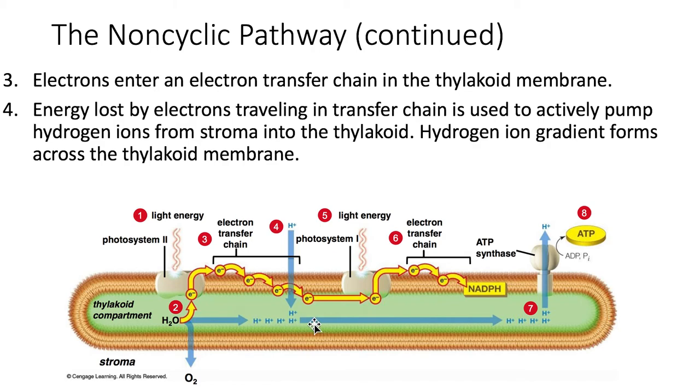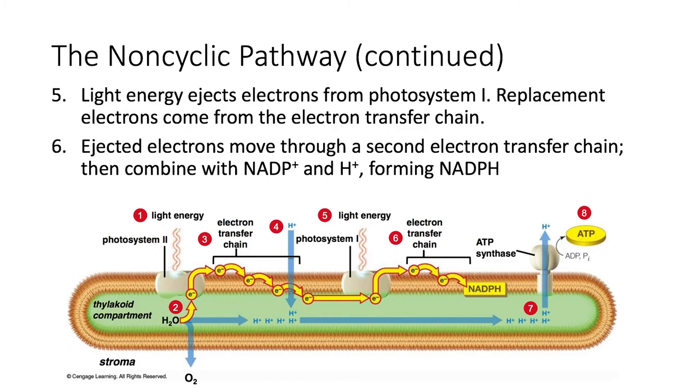But in the meantime, what we see happen is our electrons have lost energy and they reach photosystem 1. Okay, so here we are at photosystem 1, and what's going to happen is light energy is hitting photosystem 1, and that's going to cause those electrons to become excited, and they're going to be expelled from photosystem 1.